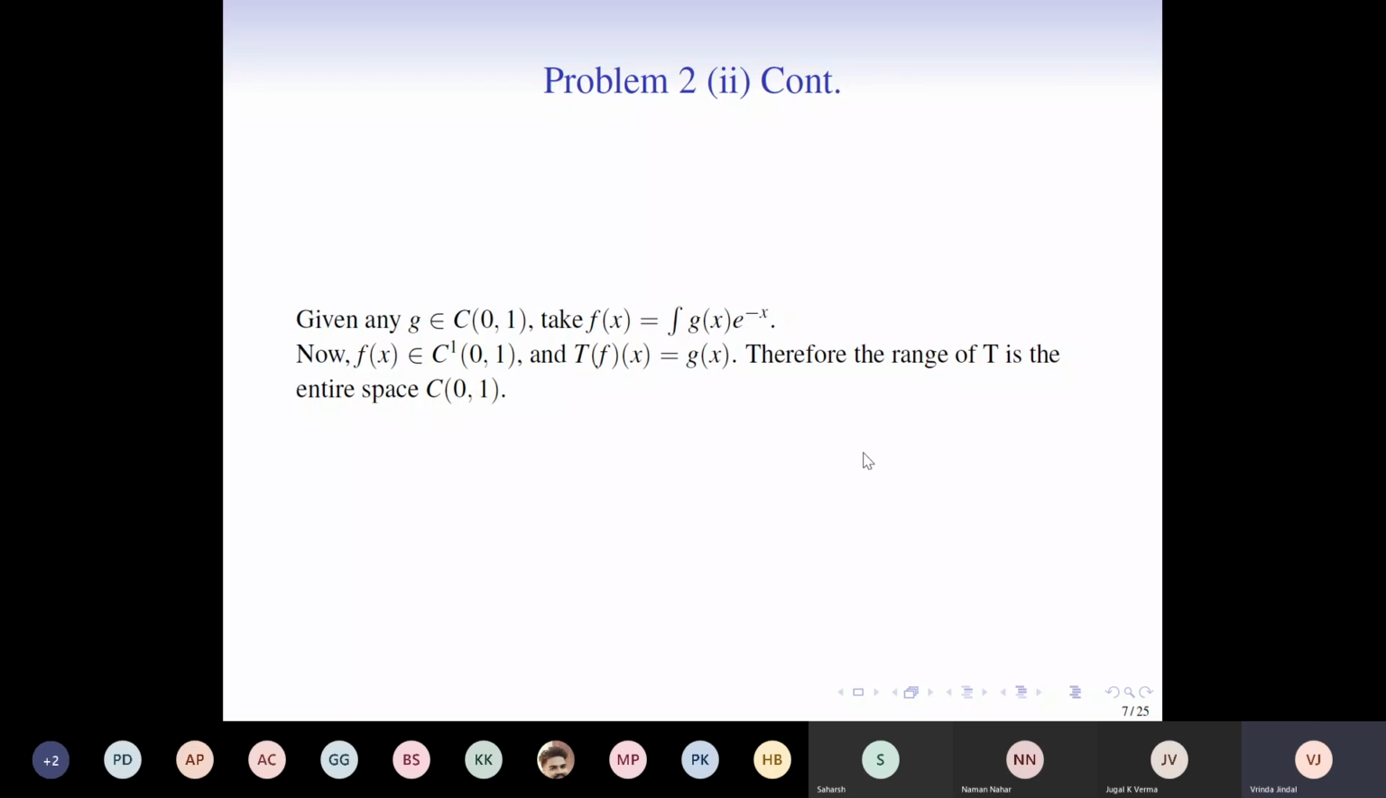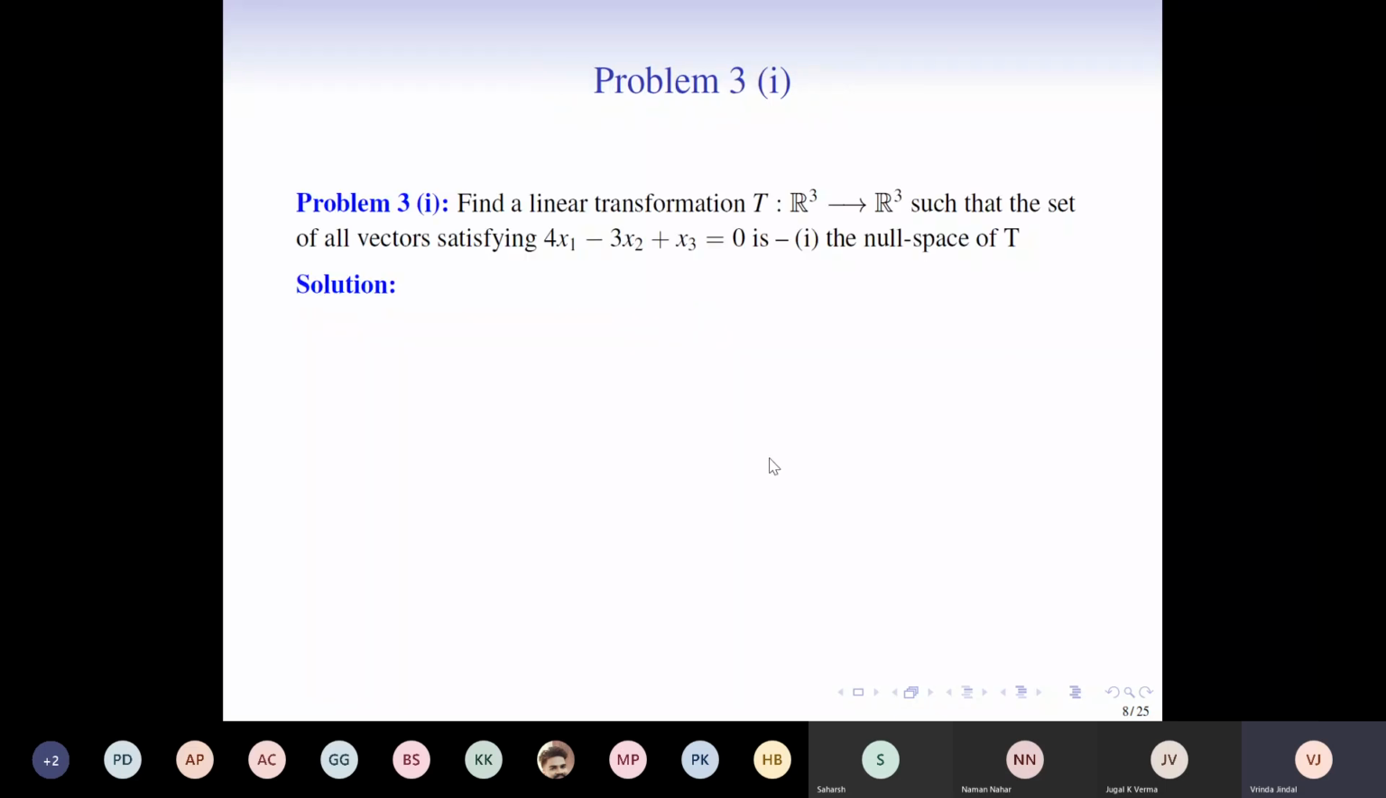Any doubts in this? Okay, I don't see any doubts in this. So I'll move on to the next question.